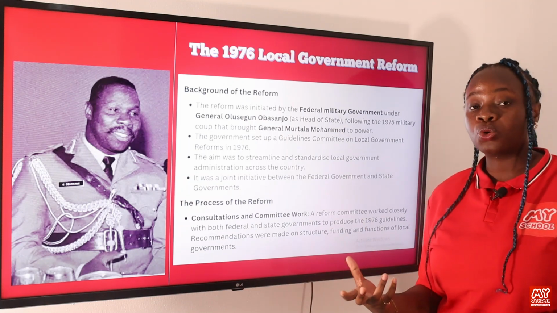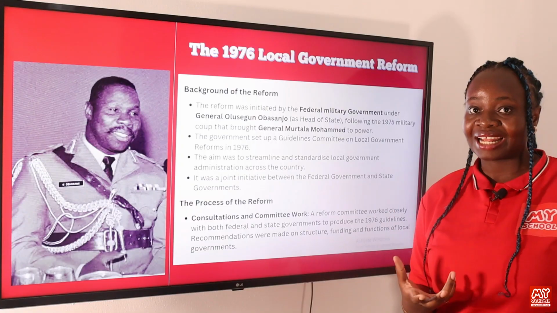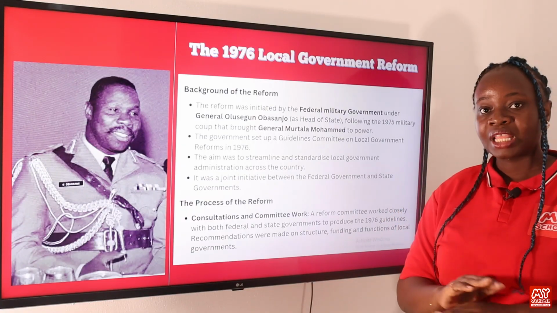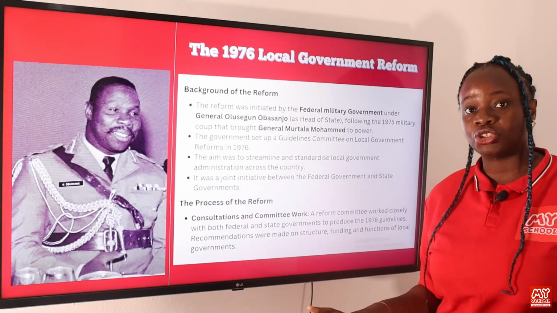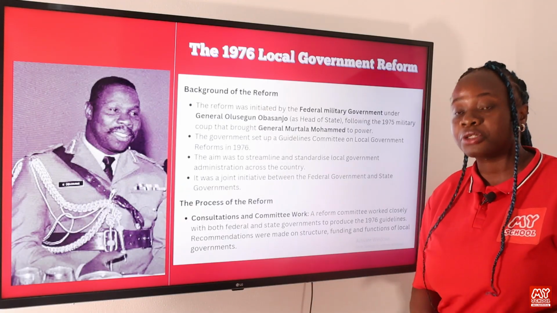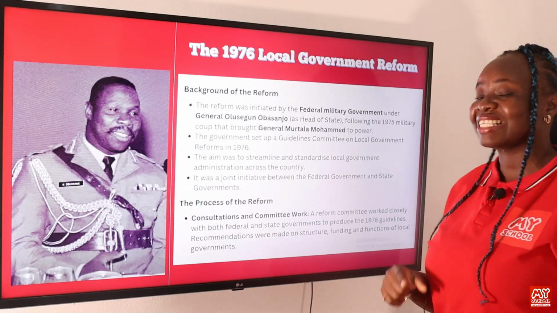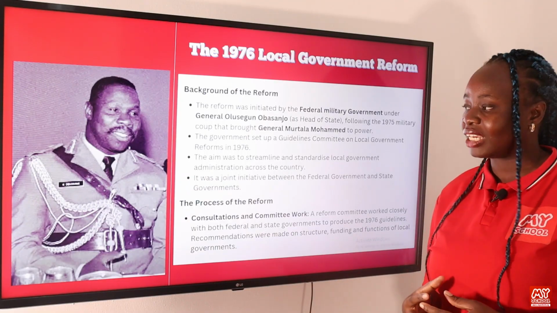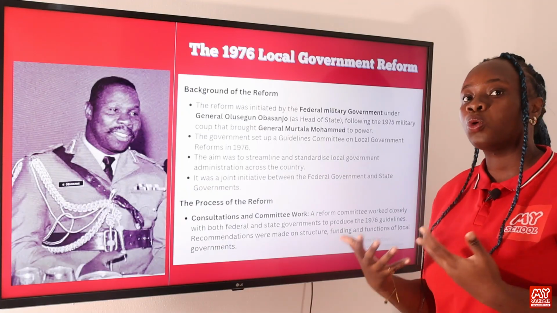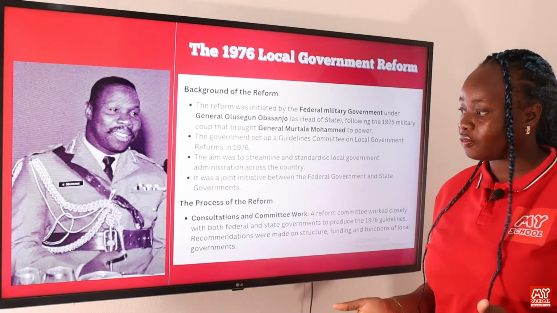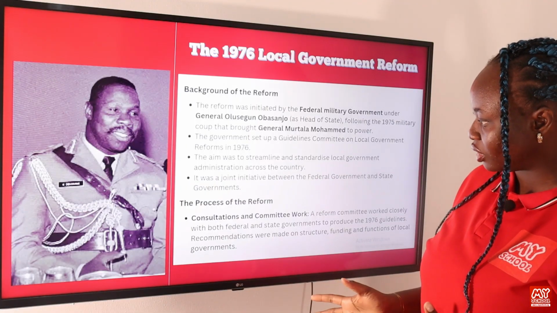They saw that the local government administration that was there at that time was not functioning properly, and so they decided to ensure that this new local government administration was uniform across the various regions within the country. It was a joint initiative between the federal and state governments. They all came together to discuss ways in which the local governments can perform their duties properly within the various states of the federation. What was the process of this reform?